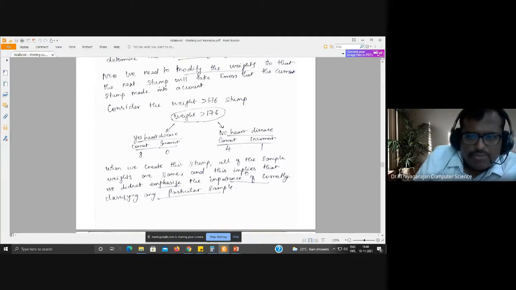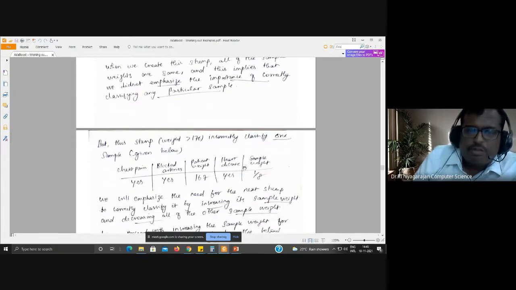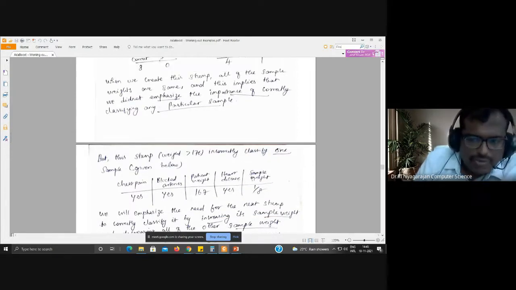So when you create these stumps, all of the sample weights are the same, and this implies that we didn't emphasize the importance of the incorrectly classified sample. But once we located the stump, now we have to focus only on the incorrectly classified sample. So for that, we need to change the sample weight now. Initially, the sample weight will be 1/8.